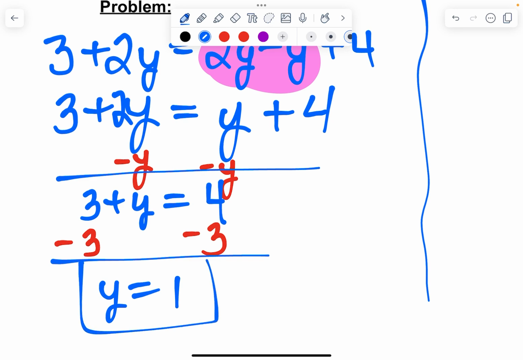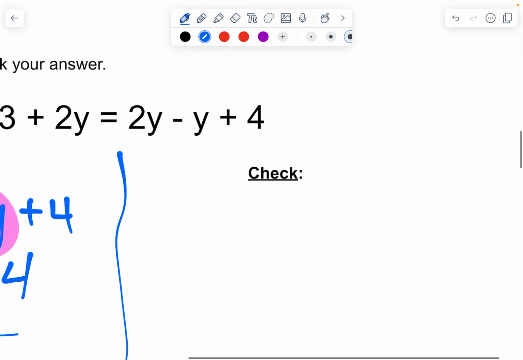Again, it's really important. If I can take away a variable, I'm going to take it away. If I can take away a number, I'm going to take it away. You're going to take away as much as you can, but you're only going to do one at a time. Never take away variables and numbers on the same move. They are two separate moves. We're going to go ahead now and move to the check.